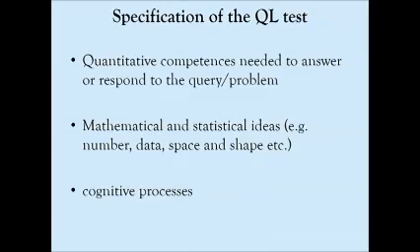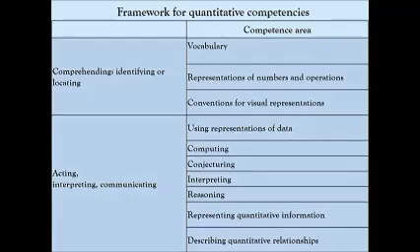Then the test is specified in 3 levels. Firstly is the quantitative competencies that students need to answer the question. The second one, the mathematical and statistical ideas. What concept is being tested? Is it volume? Is it probability? Is it rate? And then the cognitive processes. So it's also answering your question from earlier, which we'll come to. So firstly, I'll just go through this. This is in your document, so I'll just go through this really quickly.